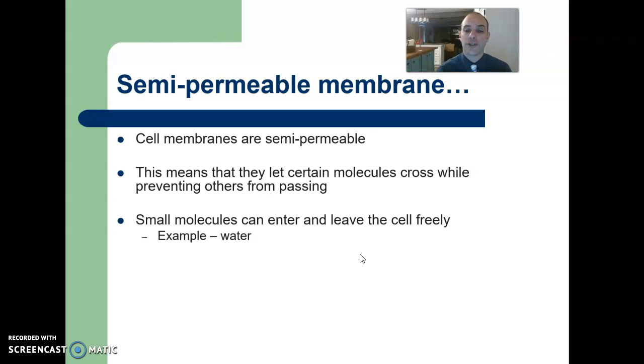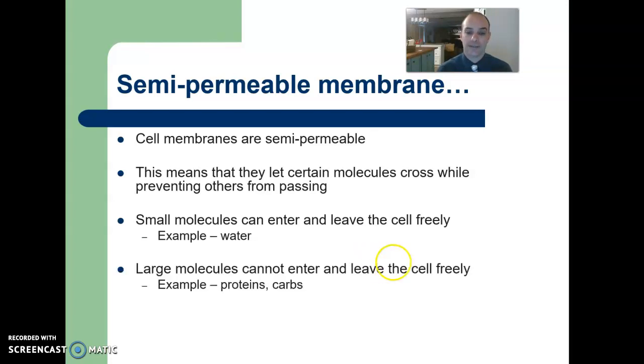Small molecules can enter and leave the cell freely. Example, water. Water's got to get inside that cell. Large molecules cannot enter and cannot leave the cell freely. Example, proteins and carbohydrates. Structurally too big. They're just too big. Can't do it. So how do these molecules cross the membrane then?